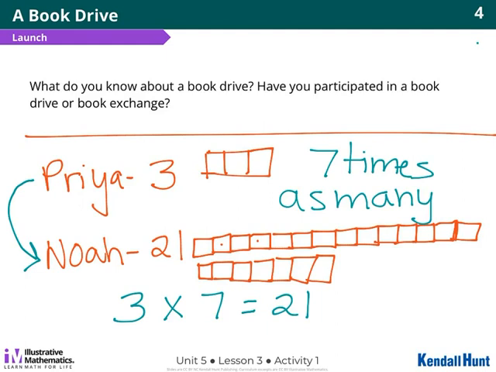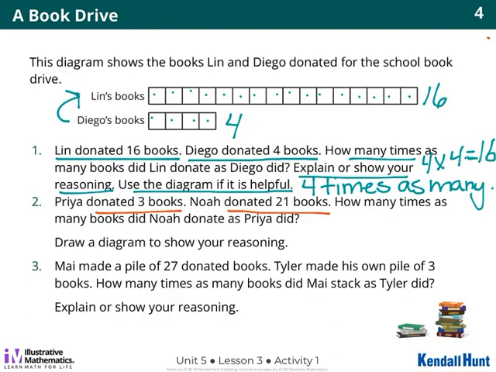Okay, and number 3. Mai made a pile of 27 donated books. Tyler made his own pile of 3 books. How many times as many books did Mai stack as Tyler did? Explain or show your reasoning. I'm going to give you a couple minutes and then we'll go over this one.